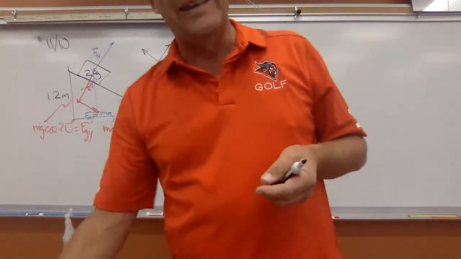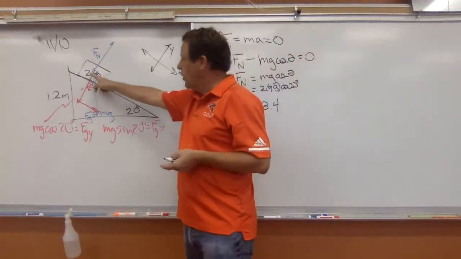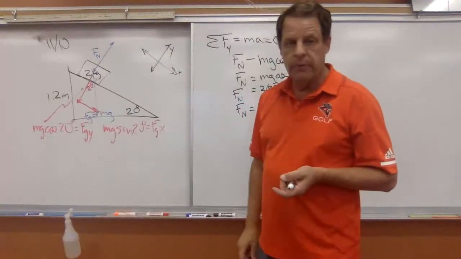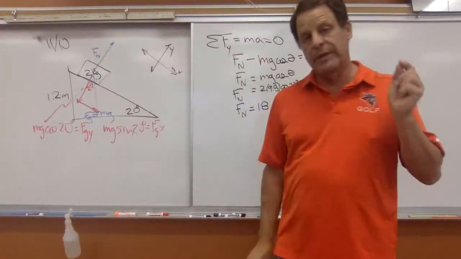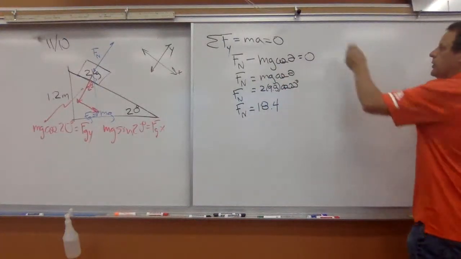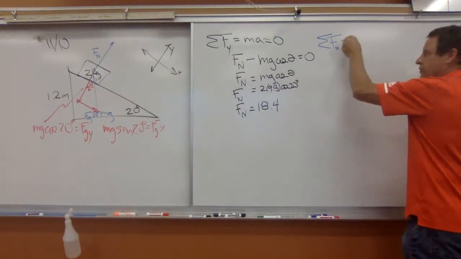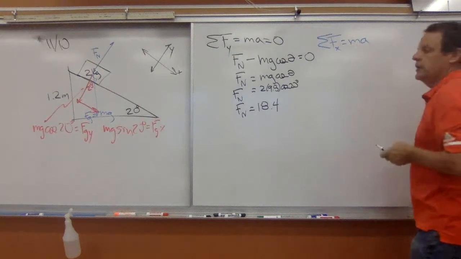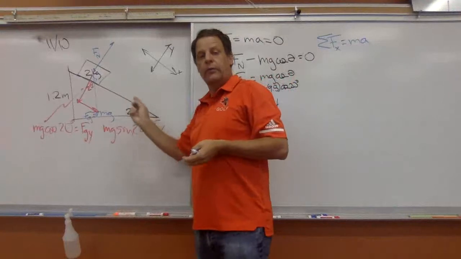Now we want to know, what is the acceleration down the ramp? Well, the only force that's going down the ramp is the one in the x direction, which is going to be mg sine 20 degrees. So now what we can do is say the sum of the forces in the x direction is equal to ma. Now, if this is going to move, it will move down the ramp, right?